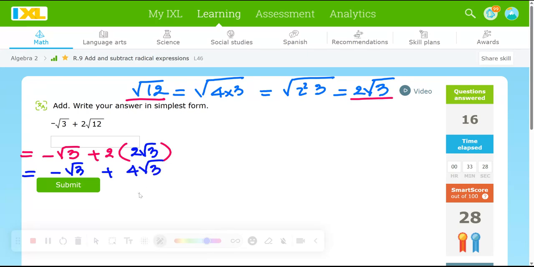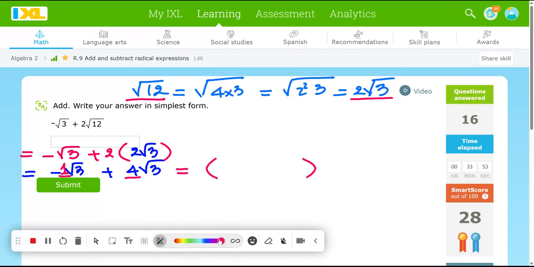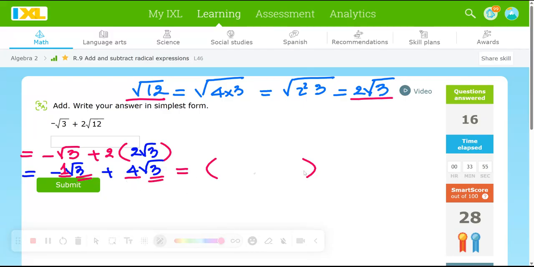Alright, now I have a question for you guys. In front of negative square root of 3, what's the number in front of negative square root of 3? This is number 4. What a number right here? If you don't see the number, what is it? 1, correct. So negative 1, alright? So now you can see you have square root of 3 is a common, so I will factor it out. Okay? So now in the front I have negative 1, in the back I have number 4. So together is that number 3, so 3 square root of 3, the final answer.